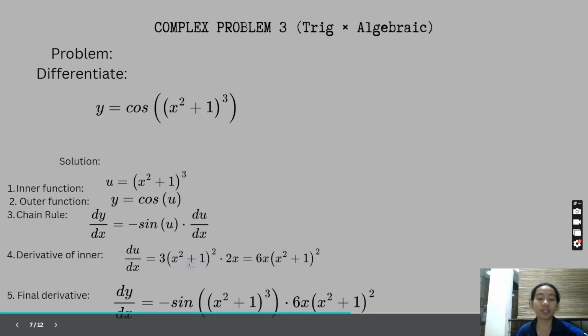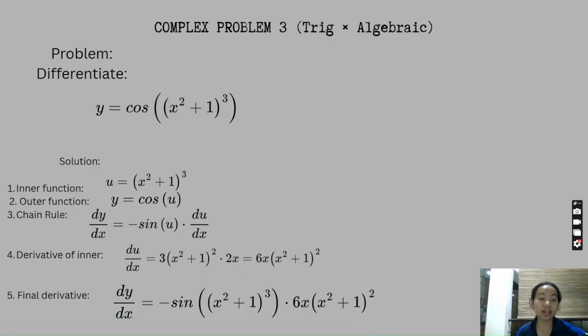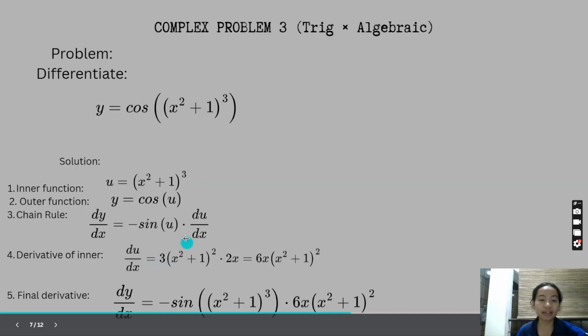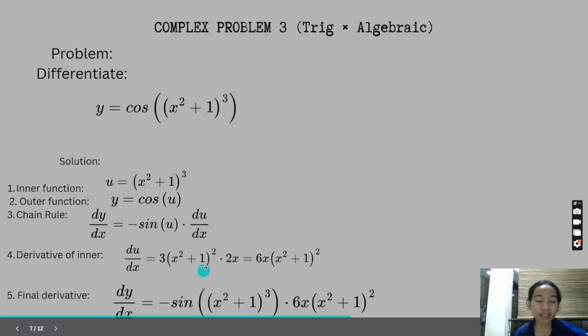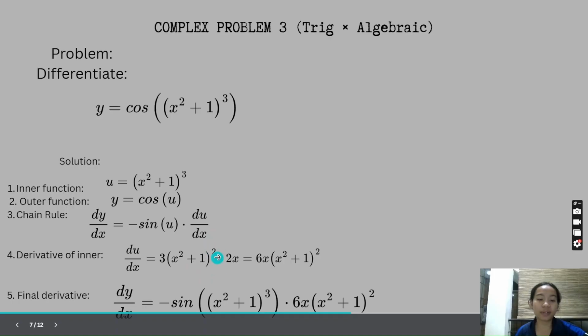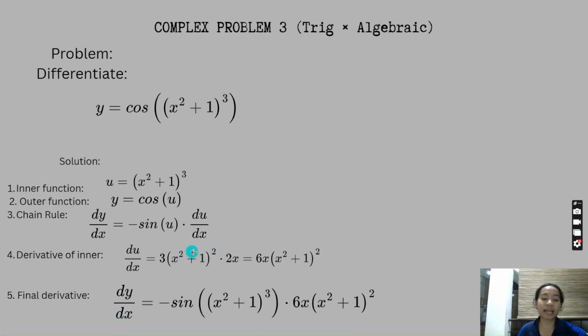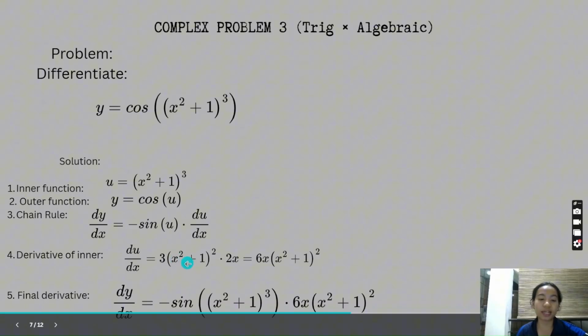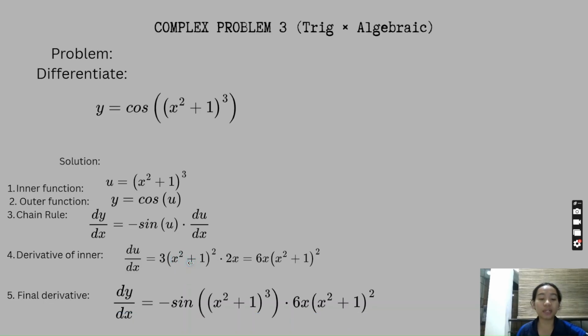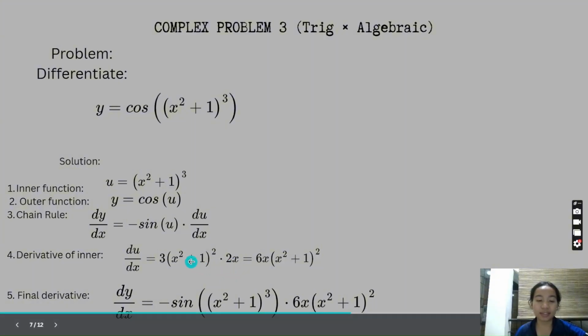Since the next thing that we need to do is to take the derivative of the inner, what we did to have this answer is that we simply bring down the power, which is 3 here, and then we subtract 1 from 3. So 3 minus 1 becomes 2 in the power rule. And we just simply copied the inner function since we are not yet done with it, so that we can proceed with the next process, which is to get the derivative of the inner function x squared plus 1.